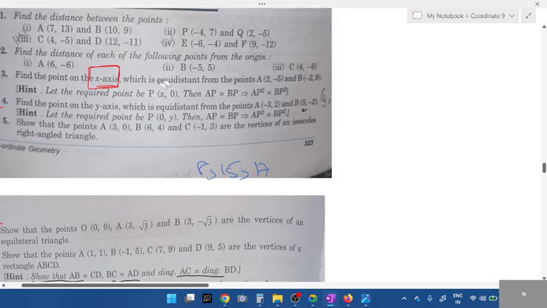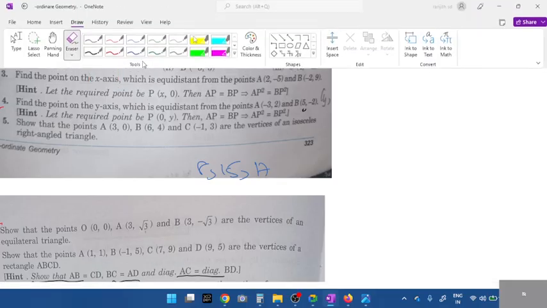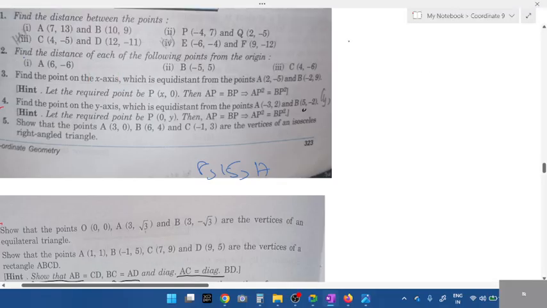Now look at the third question, all of you. Third question says that whenever there are two points like this, A and B values are given. Apart from that, find the point on the x-axis is given. Let us take the point P, x comma 0. According to the formula, AP the whole square should be equal to what?